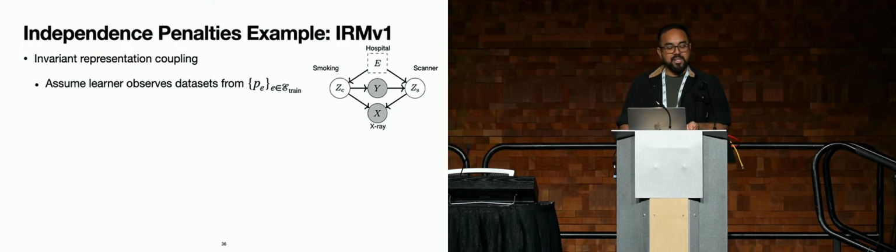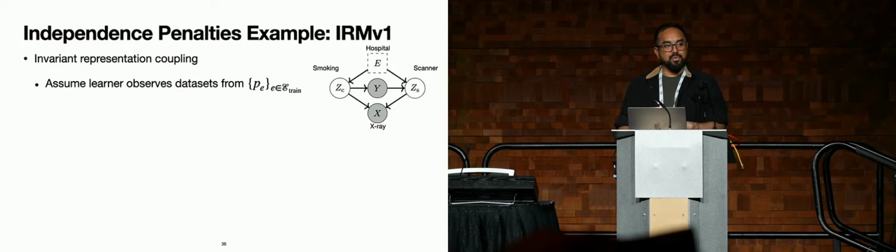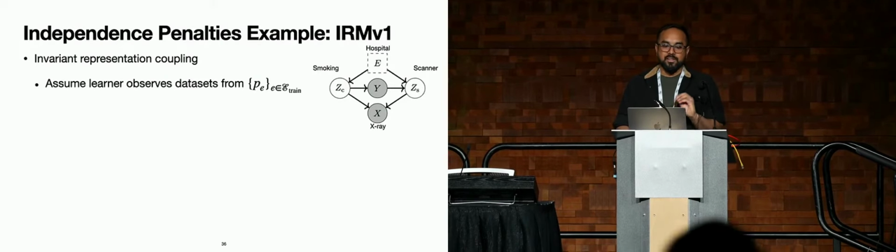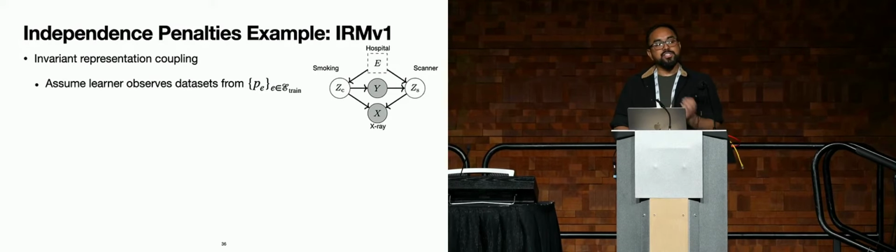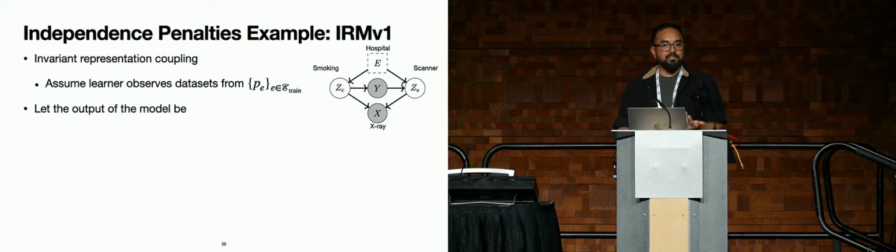Reading off the conditional independence here, the label is independent of the environment if you condition only on the causal feature, that is ZC. If you additionally condition on ZS, you will introduce dependence between environment and label, which is something that leads to poor OOD performance. Okay, so how do we fix this problem? We're going to let our model produce some scalar output, some probability of y equals 1 given x.